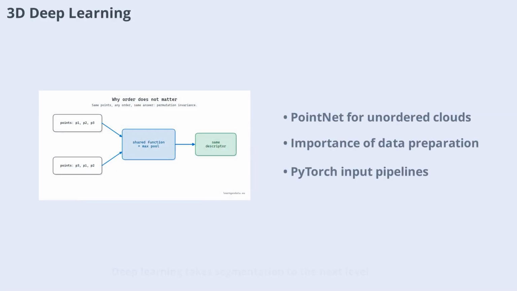Deep learning takes segmentation to the next level. Networks like PointNet learn to recognize parts in unordered point clouds, generalizing where hand-tuned clustering fails. Data preparation, sampling, normalizing, and batching is often the make-or-break step. A clean input pipeline in PyTorch can achieve high accuracy, while poor data handling leads to failure. Focus on mastering the data pipeline before optimizing network architectures.